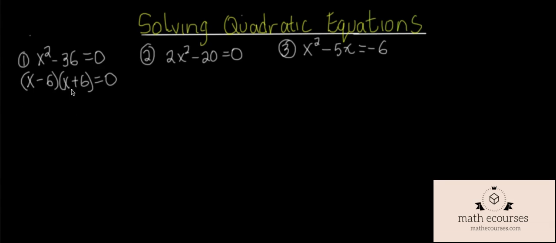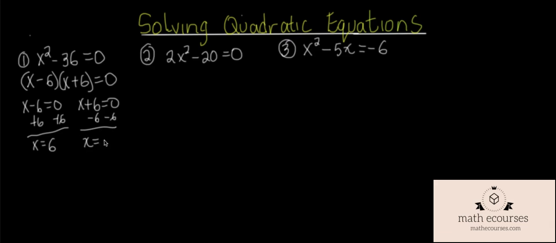Next, I need to separate these and make them into equations. So I have x minus 6 equals 0, x plus 6 equals 0. Now I just need to solve this. For this one, we would add 6 to the other side, and you will get x equals 6. For this one, you would subtract 6, and you'll get x equals negative 6.